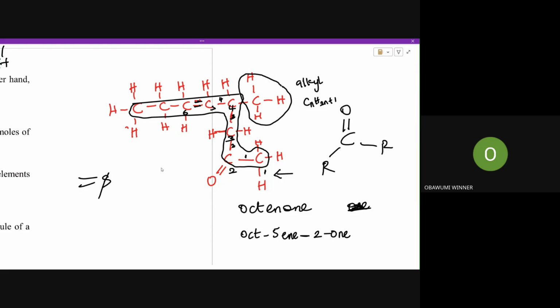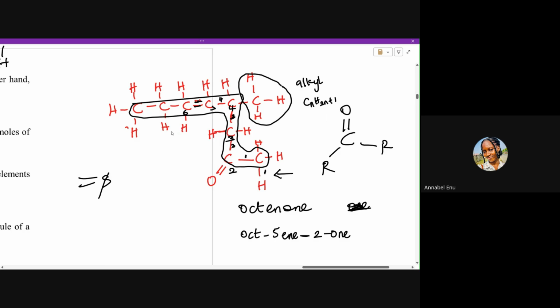You don't understand when you say oct-5-en-2-one, something like that. Okay, this 5-en: the 5 there means the position where the double bond is. And the 2 there is the position where the "one" is, which is the ketone functional group.